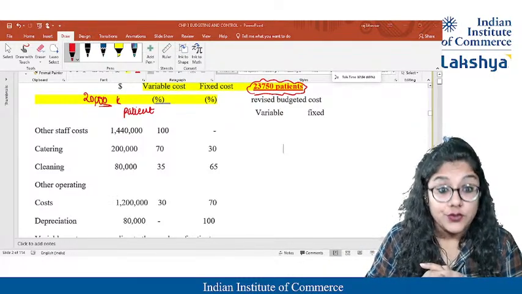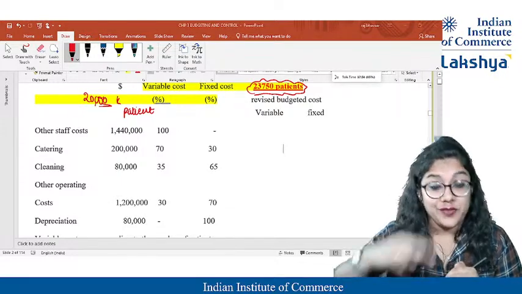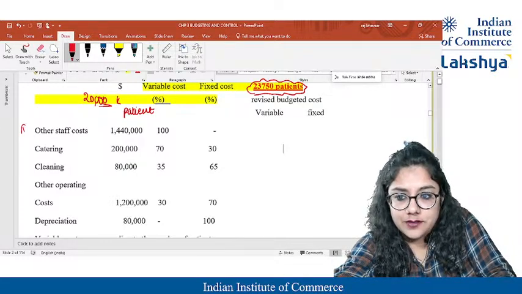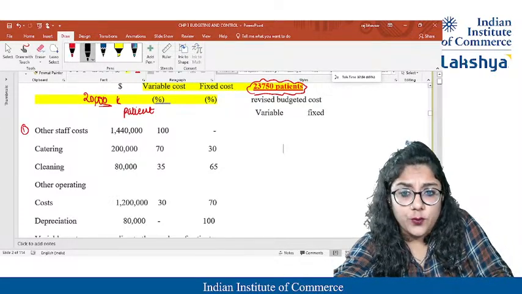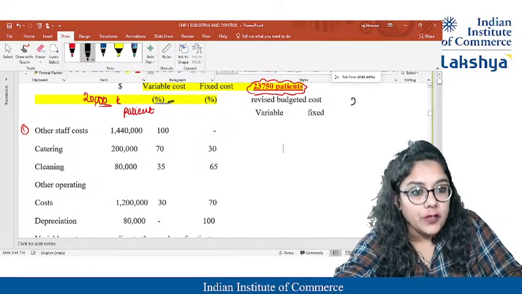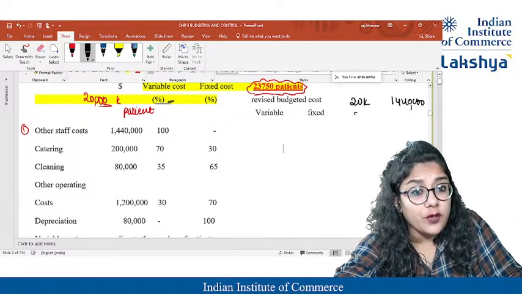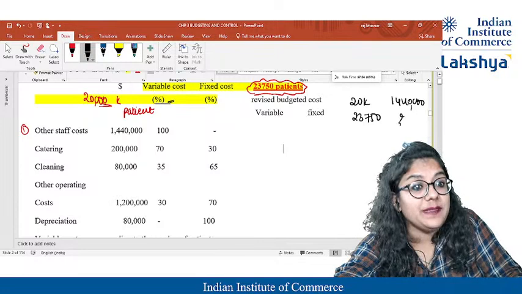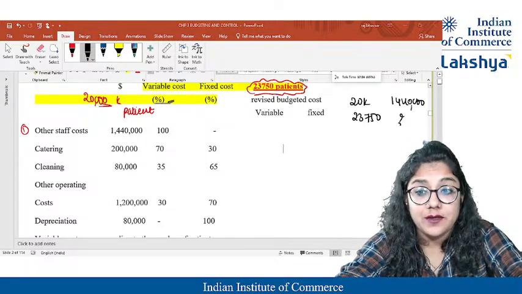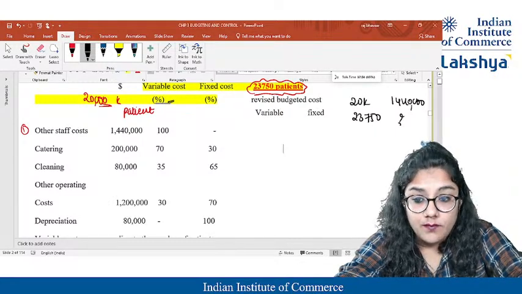Will it change? Yes, ma'am, we know that anything which is variable is going to change. For example, catering and other staff cost, which is 14 lakh 40, is 100% variable. That means for 20K patients I have 1440 as a cost. Then for 23,750, how much will be the cost? Get it and tell me. Students, tell me, what will be the cost? Am I getting something around 171?